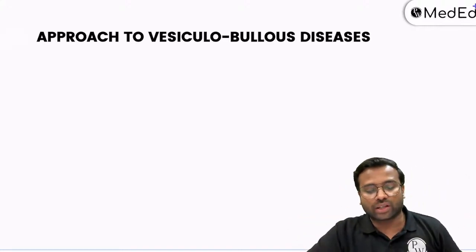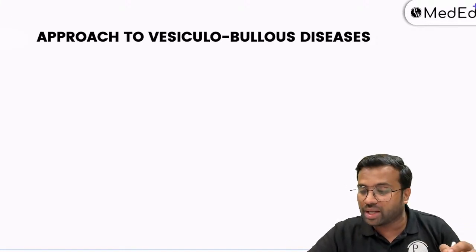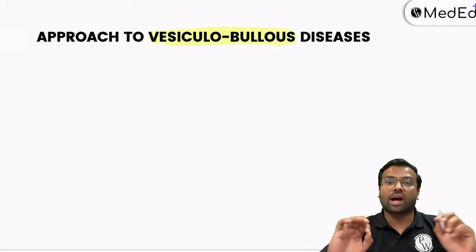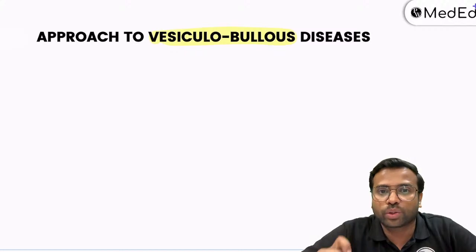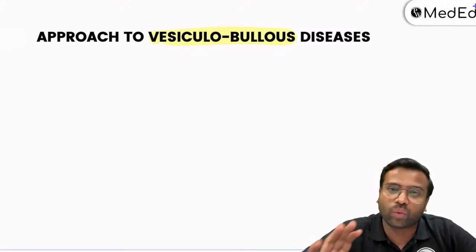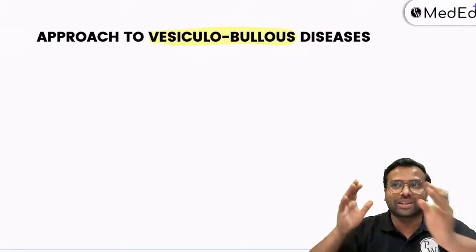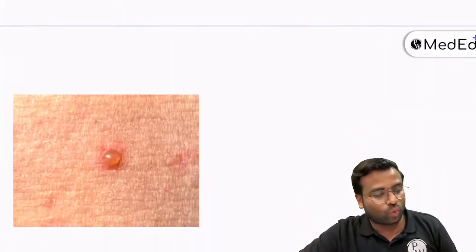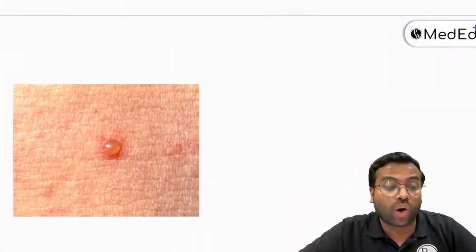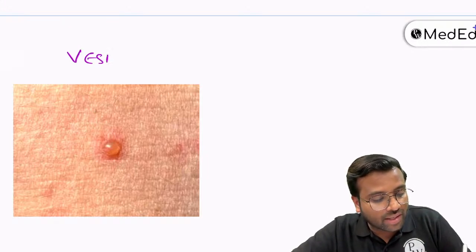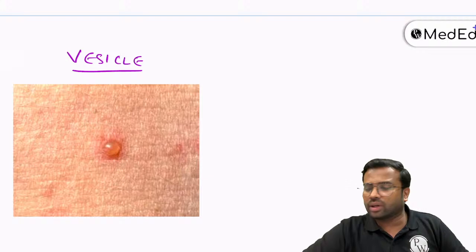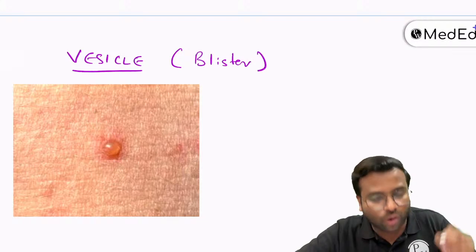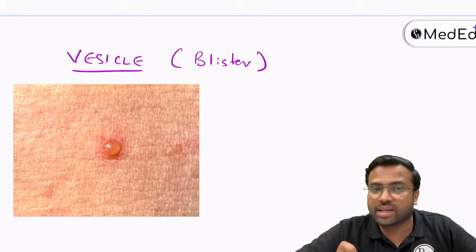The first thing when it comes to any of the vesiculo-bullous diseases, I'll just highlight here the vesiculo-bullous. Now let's start with the basics. The first thing you should understand is what is a vesicle and what is a bulla. Only then will you be able to understand, okay, this comes under vesiculo-bullous diseases, right? So first let us begin with what is called a vesicle. You must have learned about a vesicle. Sometimes you may commonly call it a blister over the skin. Now, what do you mean by a vesicle or a blister?